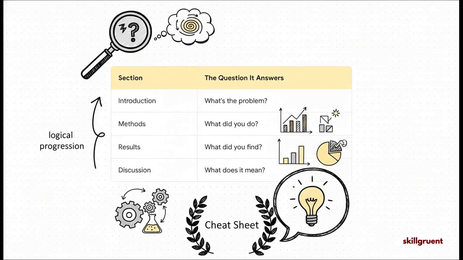So, let's just boil this all down with a super simple cheat sheet. The introduction asks, what's the problem? The methods section answers, what did you do? The results section states, what did you find? And finally, the discussion answers that big one. What does it all mean? See? It's just this beautiful, logical progression designed for maximum clarity.